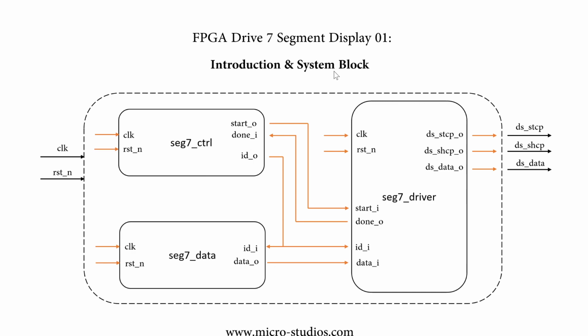This is the whole system block for the FPGA driver 7 segment display. And based on this system block, we can develop a stopwatch, digital clock, this kind of function. So in future videos, we will discuss every detail about these modules. We will program the code, simulate it, and download it to an FPGA board to see the actual result. Okay. So that's it for this video.